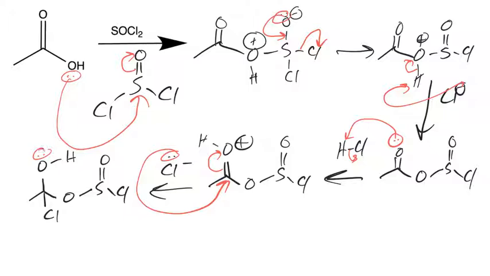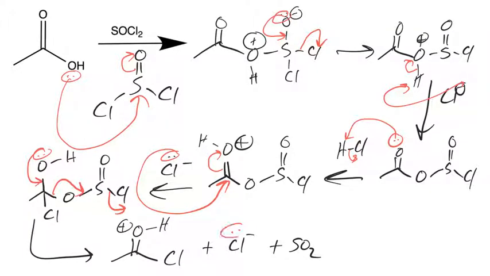So now this pair of electrons can come back down, reform the pi bond, pushing this pair of electrons off here, pushing off the chloride. And in the last step, the electron pair from this chlorine can come in and deprotonate our activated carbonyl. And that leads us to our acid halide product.